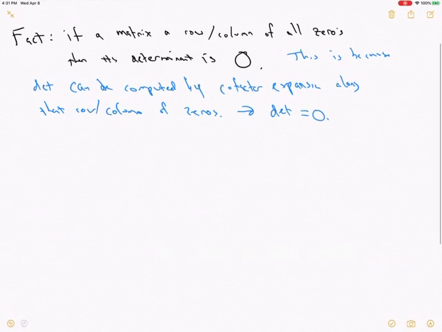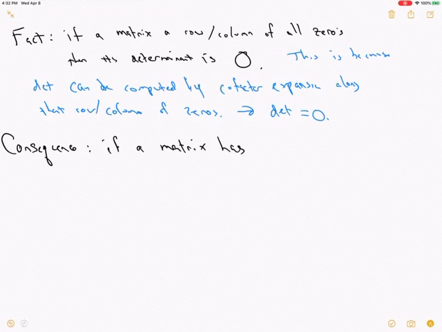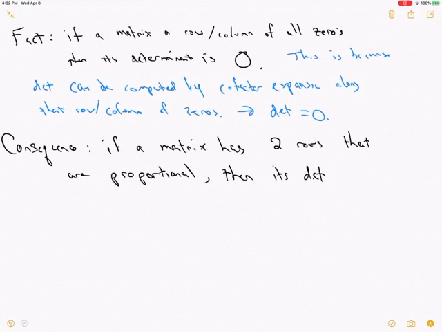But there's a consequence of this. So one consequence is that if a matrix has 2 rows that are proportional, then its determinant is 0. And why is this true?